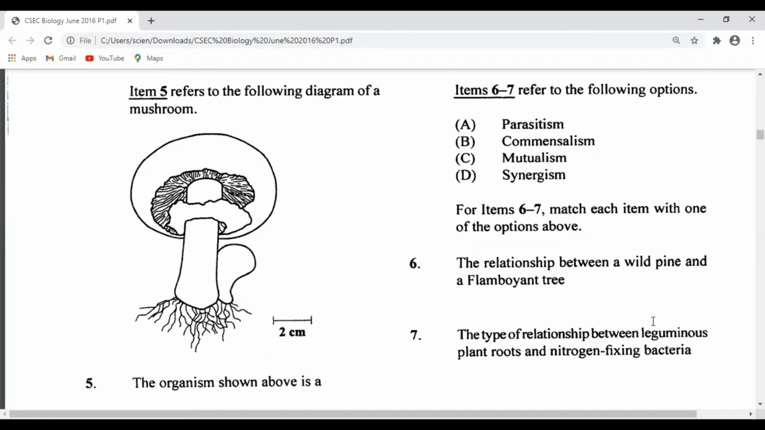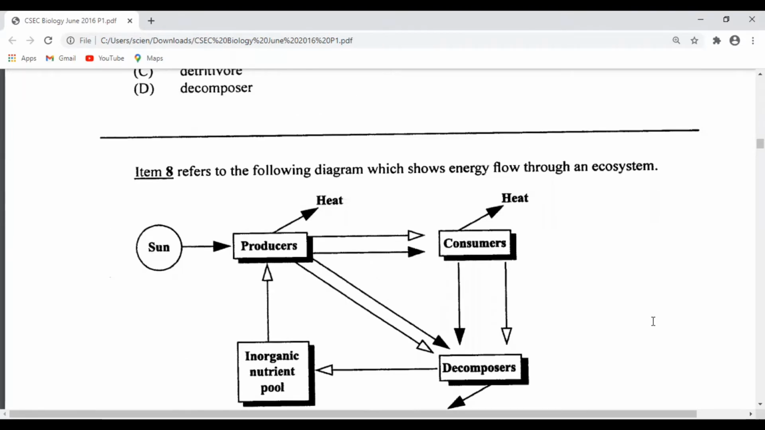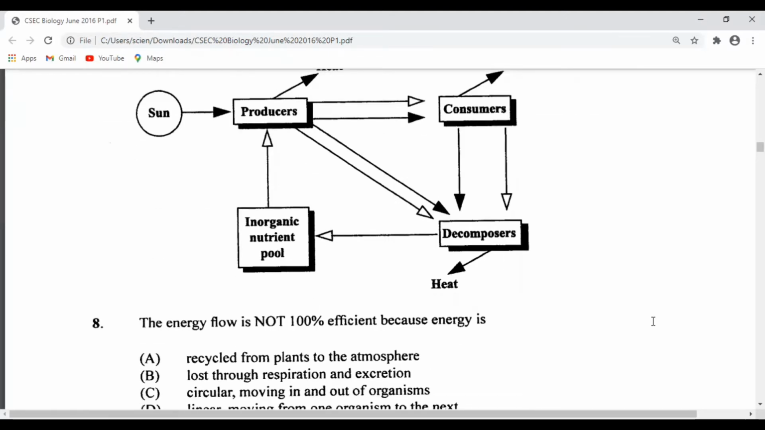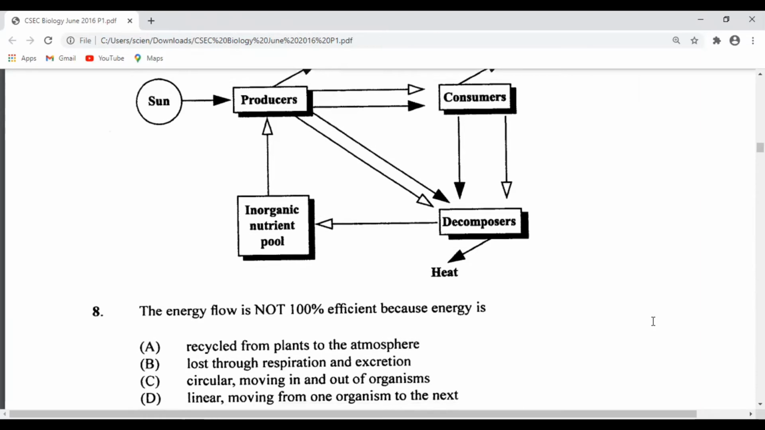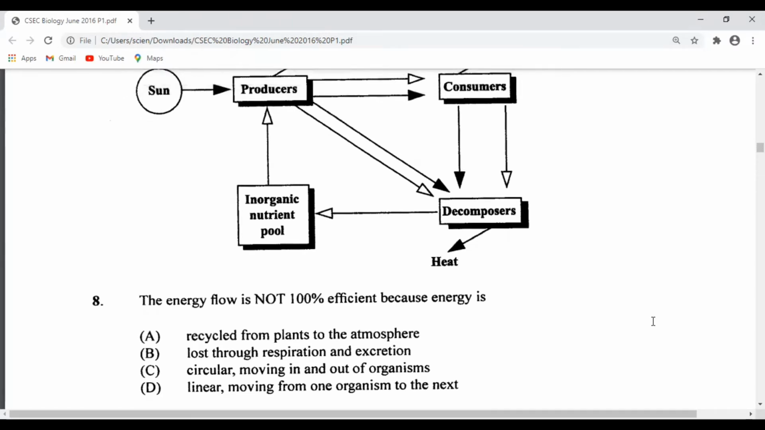All right. So question 8. Item 8 refers to the following diagram, which shows energy flow through an ecosystem. The energy flow is not 100% efficient because energy is: A, recycled from plants to the atmosphere; B, lost through respiration and excretion; C, circular, moving in and out of organisms; and D, linear, moving from one organism to the next. So just go and quickly look at the diagram.